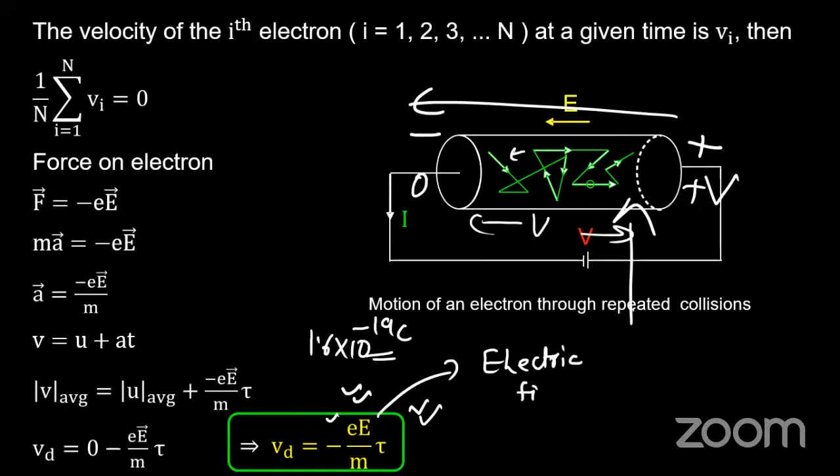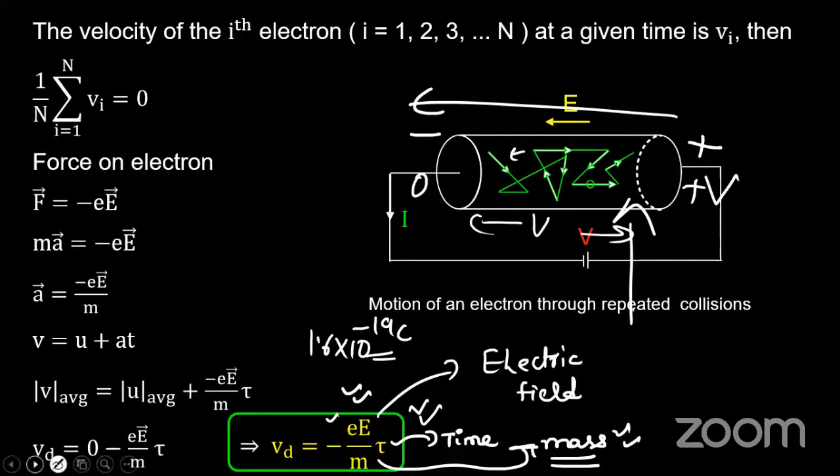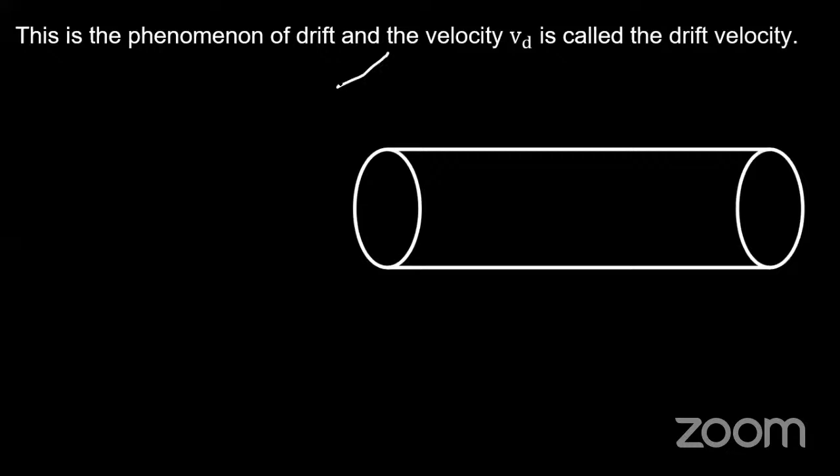And this is the electric field. This is time. And this is the mass given here. ठीक है? चलो बताओ. So I think you will be able to remember this formula, isn't it? So may I proceed next? चलो ठीक है. This phenomenon, remember, of drift, and the velocity Vd is called drift velocity.